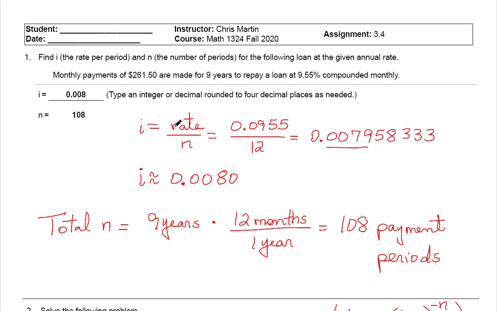I is the rate per period. Well, let's see. Interest rate 9.55%. So 0.0955 divided by our payments per year, which is 12. All right, here it is with lots of decimals, but they say round to 4 decimal places. So 0.0080.